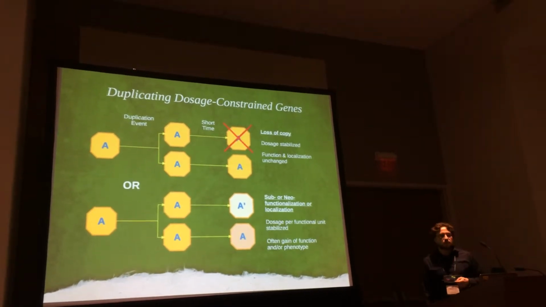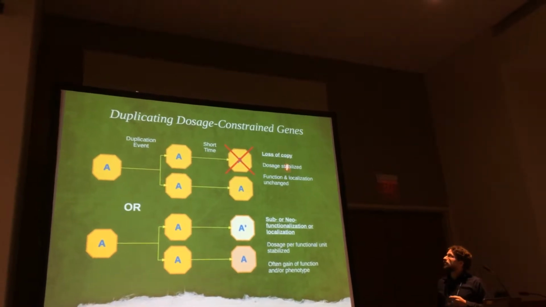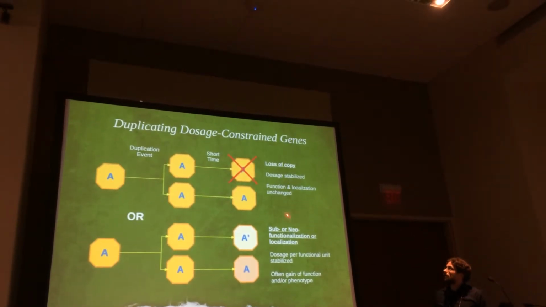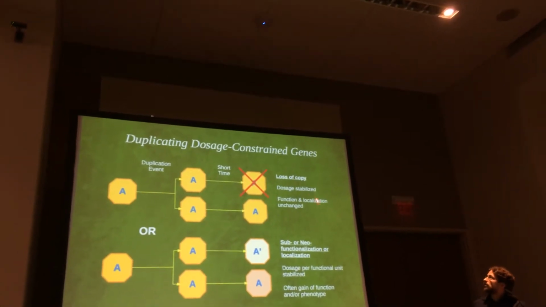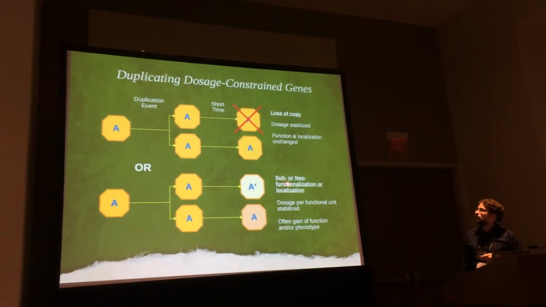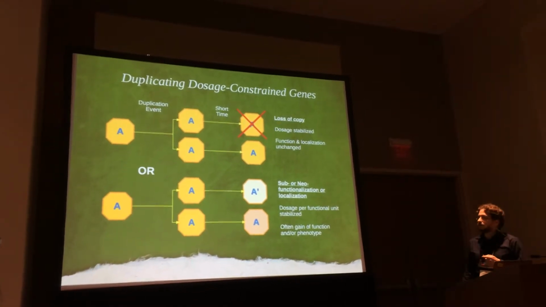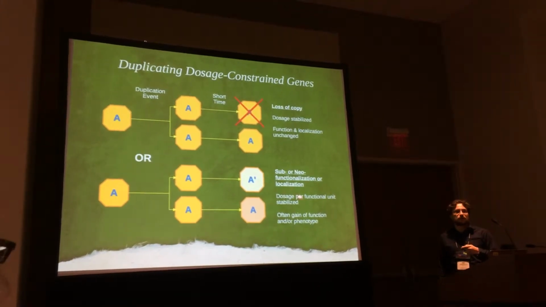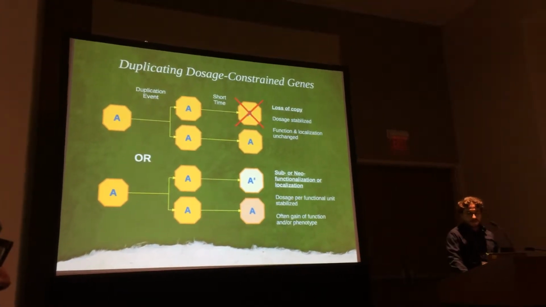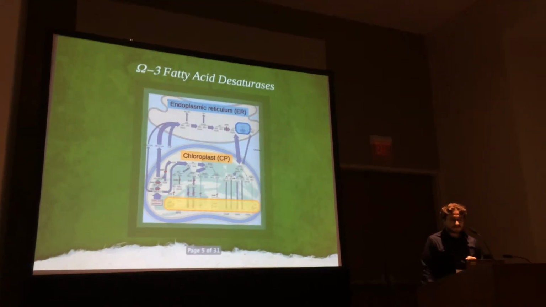So what happens when you duplicate a dosage-constrained gene? Well, since there is strong selection against changes in dosage, you either lose it and then nothing changes, you stabilize the dosage, or you get subfunctionalization, novel function, or localization, things that stabilize dosage per functional unit. So things go back to normal very shortly after duplication.